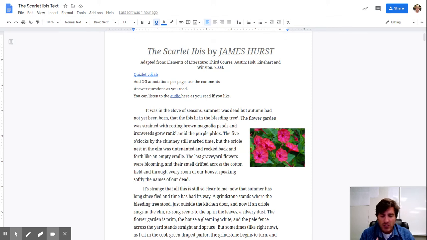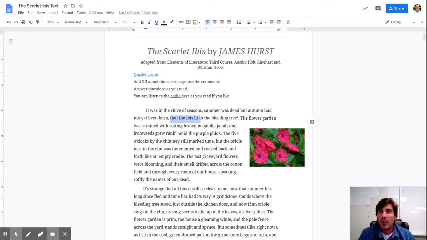It was the clove of seasons. That means it wasn't quite, summer wasn't quite over, and fall and autumn hadn't quite yet started. Kind of like right now, the end of August, beginning of September, we are in the clove of seasons. It was the clove of seasons that the ibis lit, and lit means landed.